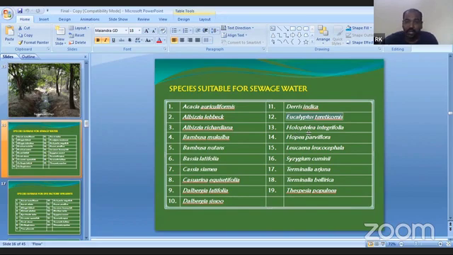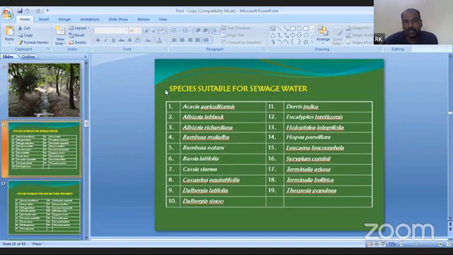Eucalyptus hybrid is also suitable, and Holoptelea integrifolia, Hopea parviflora, Bauhinia leucophloea. It is mostly suitable in the Andhra coastal areas, Andhra Telangana coastal areas, and South Andhra also. Syzygium cumini is a jamun plant, and Terminalia arjuna, Terminalia bellirica, Thespesia populnea. This Thespesia populnea is for coastal areas. Casuarina equisetifolia is also suitable for the coastal land, and all the others are for plain areas. Okay, these are the 19 species.